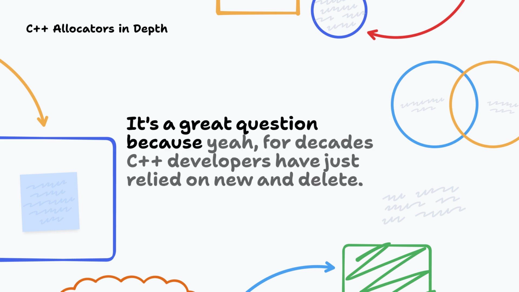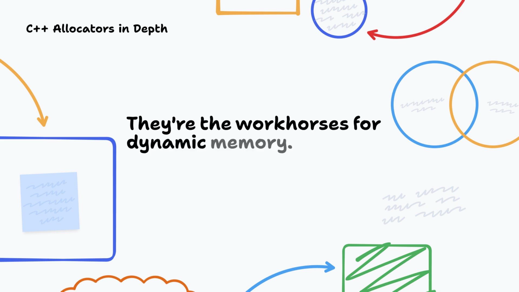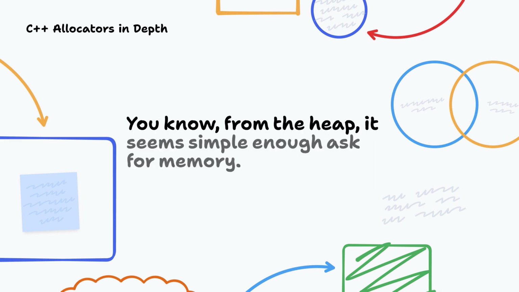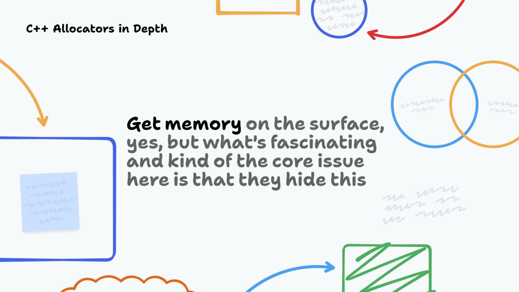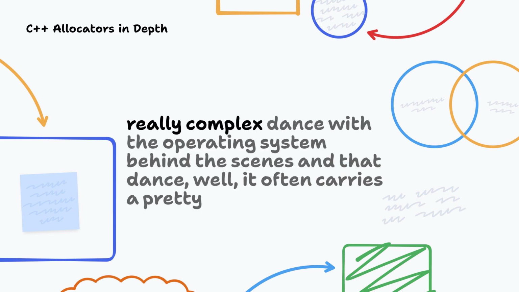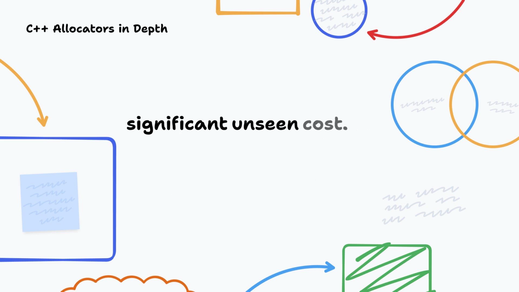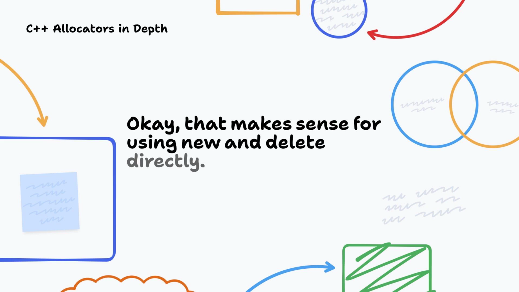It's a great question because, for decades, C++ developers have just relied on new and delete. They're the workhorses for dynamic memory from the heap. This seems simple enough. Ask for memory, get memory. On the surface, yes. But what's fascinating, and the core issue here, is that they hide this really complex dance with the operating system behind the scenes. And that dance often carries a pretty significant unseen cost. It's rarely free.